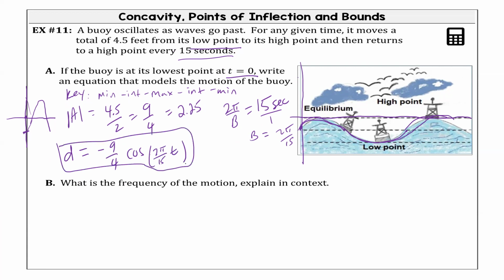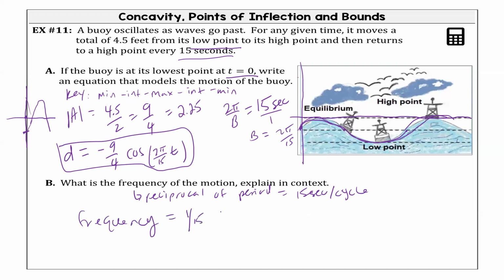Okay, so what is the frequency? Remember that frequency is the reciprocal of your period. And our period for this problem was 15 seconds, 15 seconds per cycle. So therefore, our frequency equals 1/15 cycle per second.